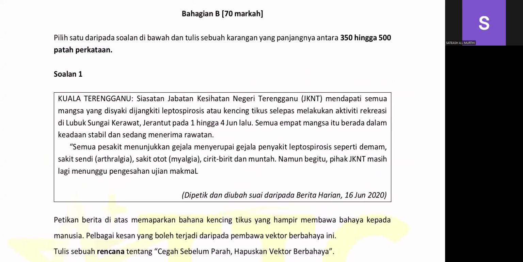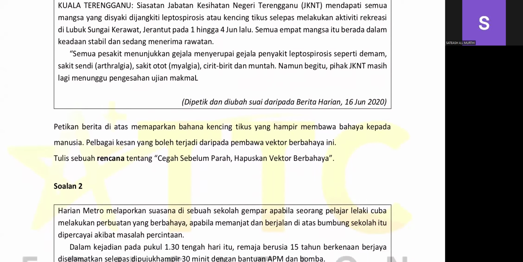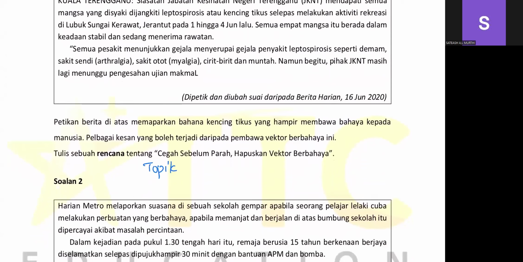Now let's go for next page. Is your bahagian B, long essay. Okay, you see, perhatikan berita di atas memaparkan bahana kencing tikus, which is leptospirosis. Okay, kencing tikus yang hampir membawa bahaya kepada manusia, brings the bad impacts to manusia. Okay, pelbagai kesan yang boleh terjadi, there's a lot of effect will happen daripada pembawa bakteria bahaya ini. Tulis sebuah rencana tentang cegah sebelum parah, hapuskan bakteria berbahaya. Okay, analyze your topic, kata kunci, and format.